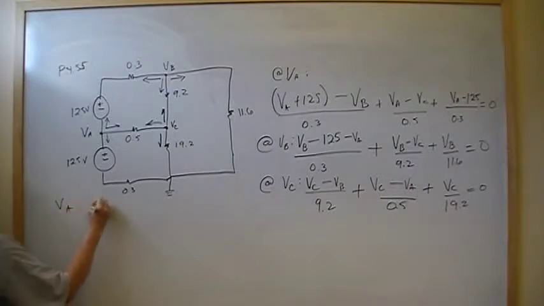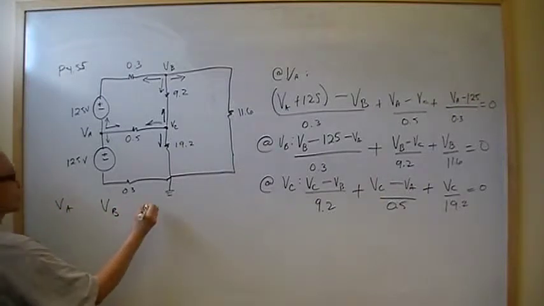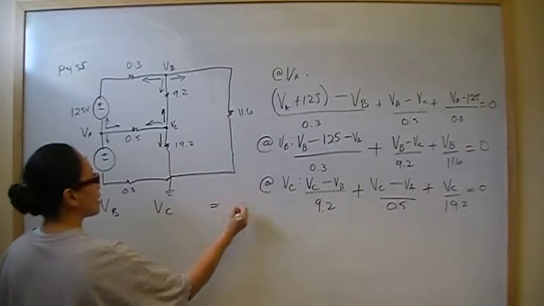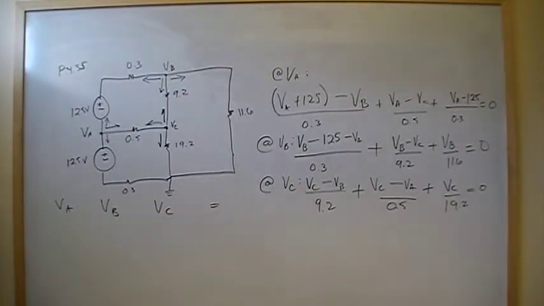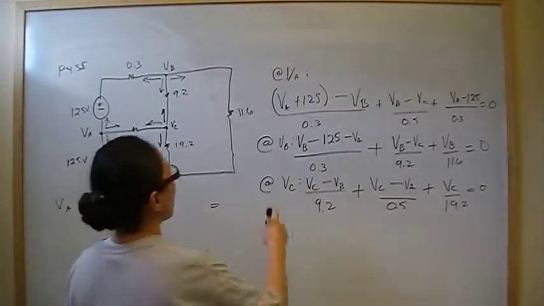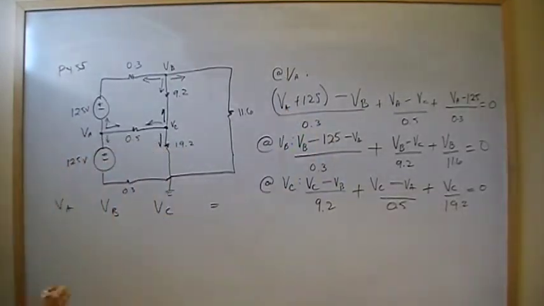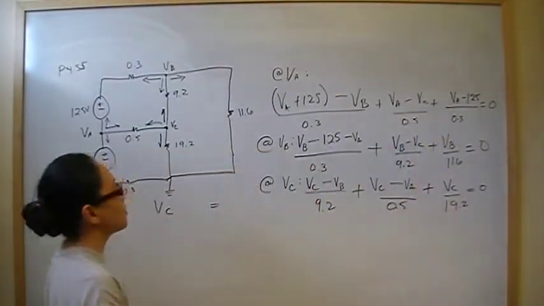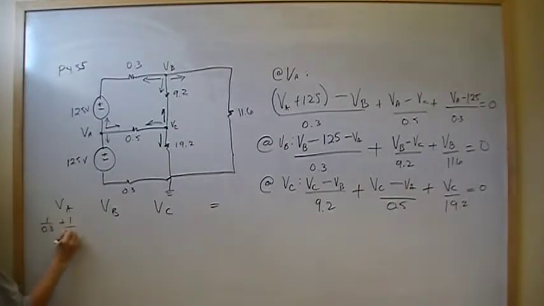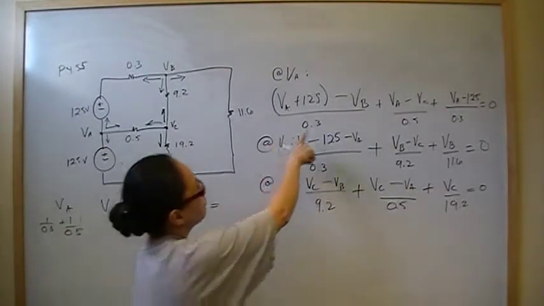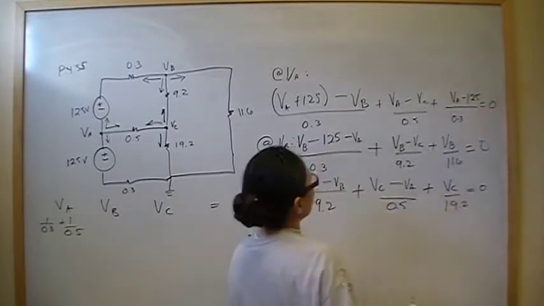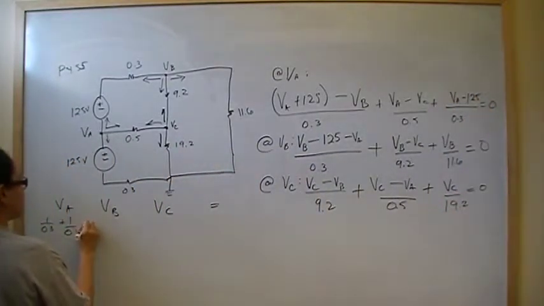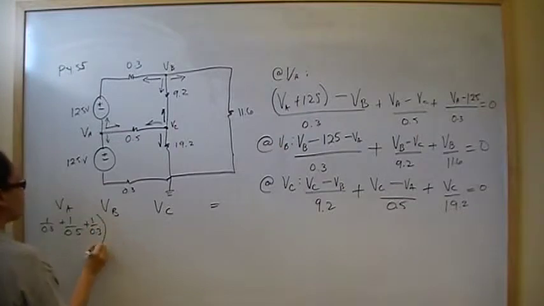So we got 3 variables, VA, VB, and VC, and constants. So we're going to inventory our coefficients. For VA, we have 1 over 0.3, and then we have another 1 over 0.5, plus 1 over 0.5, and then 1 over 0.3. Those are the coefficients for VA.